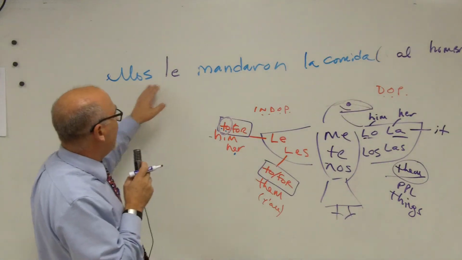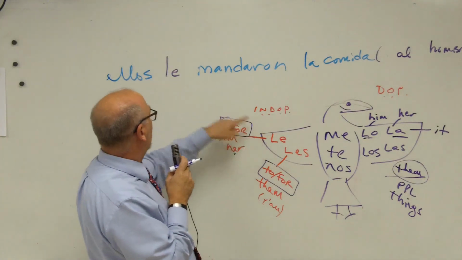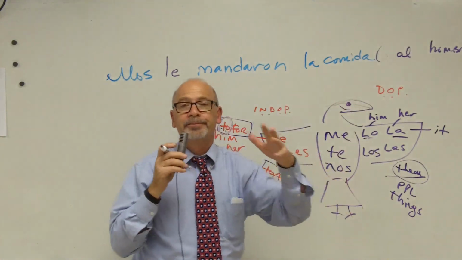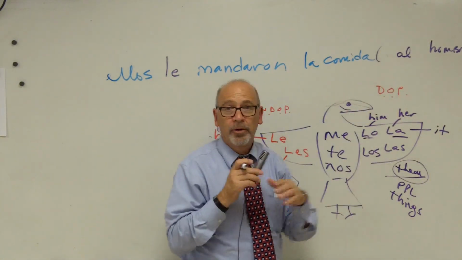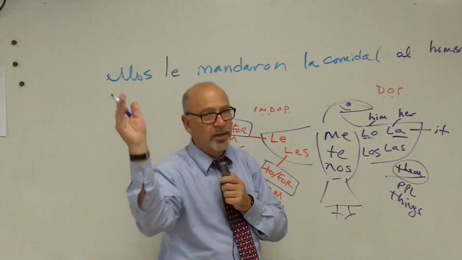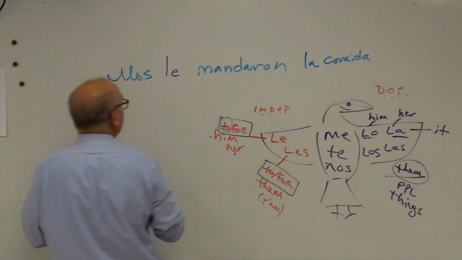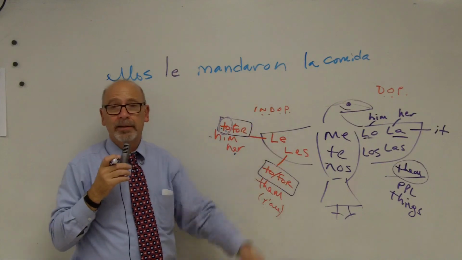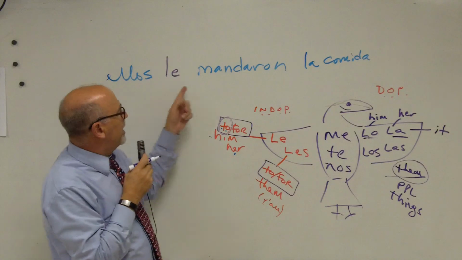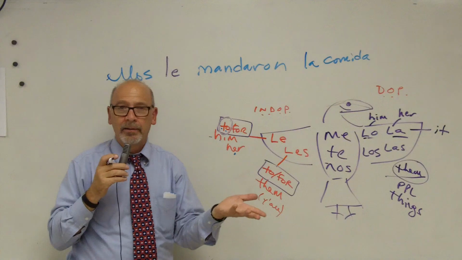So what you're saying is they sent the food to him. Hey, who is that? Well, le in this case means the man. Now, do you have to put that there? No, you don't. If you know who I'm talking about, I know who I'm talking about. We're talking about the man. This conversation's been going on forever, okay? I can just do that. Ellos le mandaron la comida. And you know who I'm talking about. I don't need to explain that, okay? Ellos le mandaron la comida. And le just took the place of the man, hombre, okay?